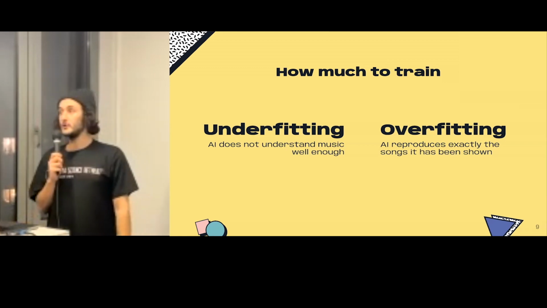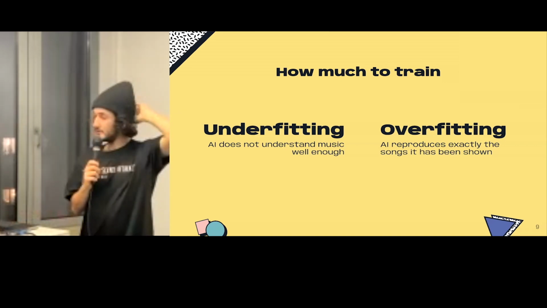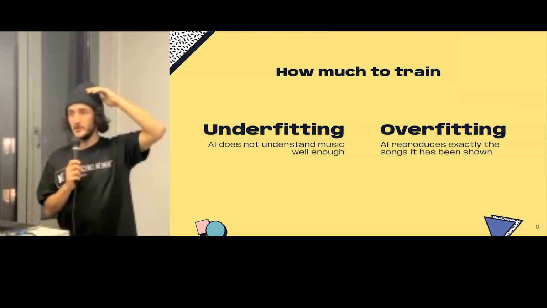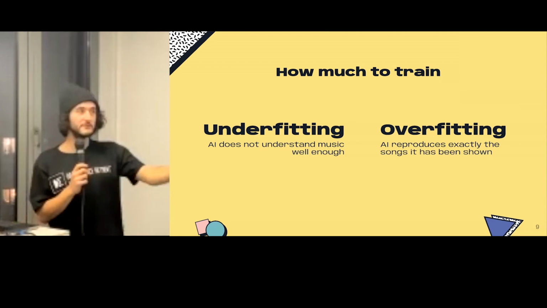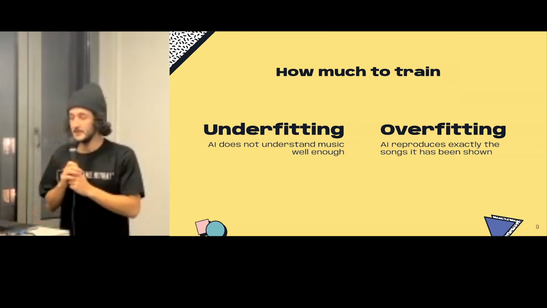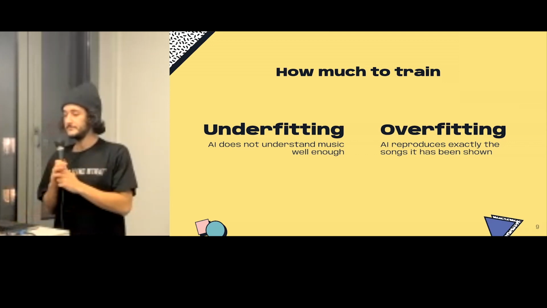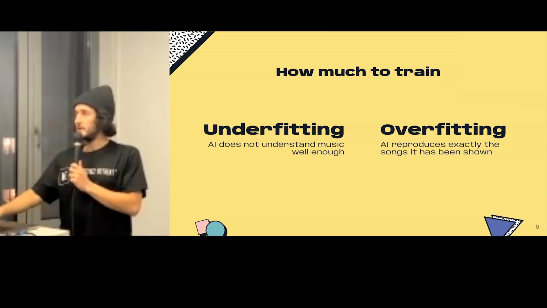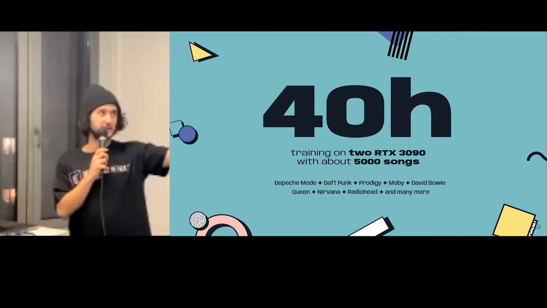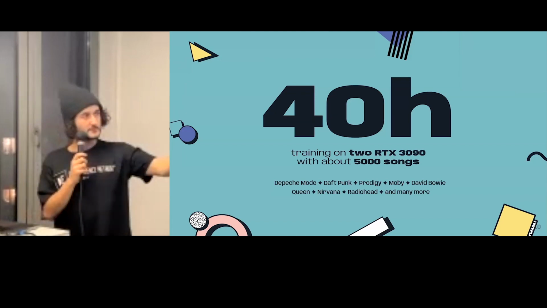If you don't train it long enough, which is called underfitting, the AI doesn't understand music concepts well enough. As we keep training, the harmony of instruments becomes better and musical concepts are understood, but if we train it too long, which causes overfitting, then the AI reproduces exactly the same songs that it has learned, which we don't want. So determining when to stop, finding that sweet spot, is mostly intuitive, and it was only possible by listening to a lot of music from our AI. After the fun listening times, we ended up training our AI for around 40 hours on 2 high-end GPUs with about 5,000 songs.